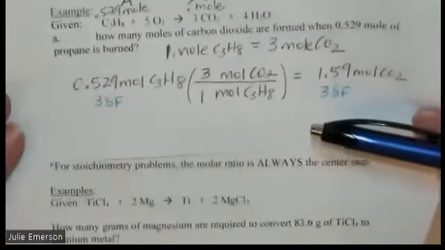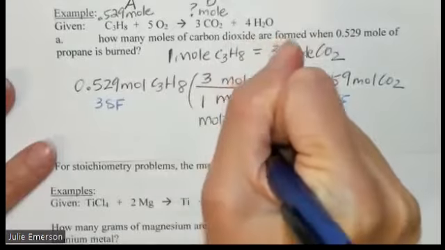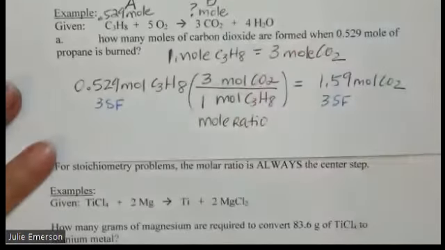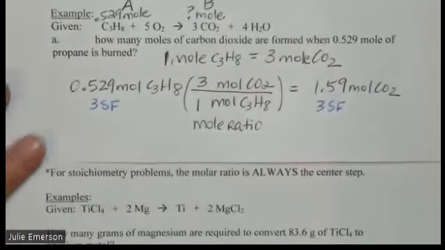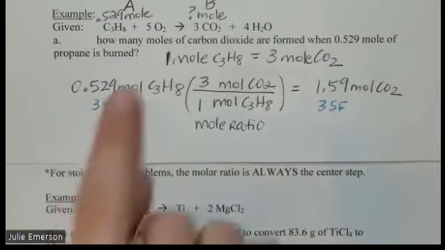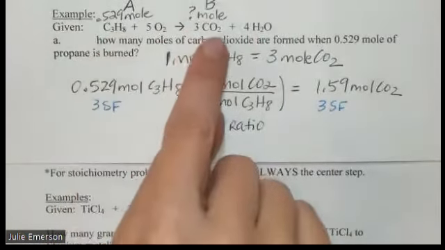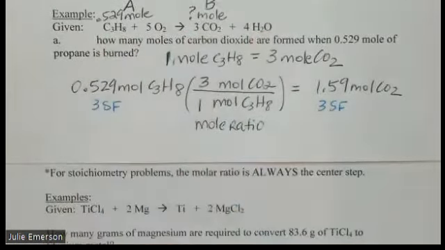Excuse me. Yeah, go ahead. On the test, will it be worded like 0.529 moles of propane? Because what if we don't know the chemical formula for propane? Yeah, you could probably look at the equation here and figure out that that would be propane because it's not carbon dioxide and not water, but no, it'll be given to you as C3H8. Okay, thank you. You're welcome.